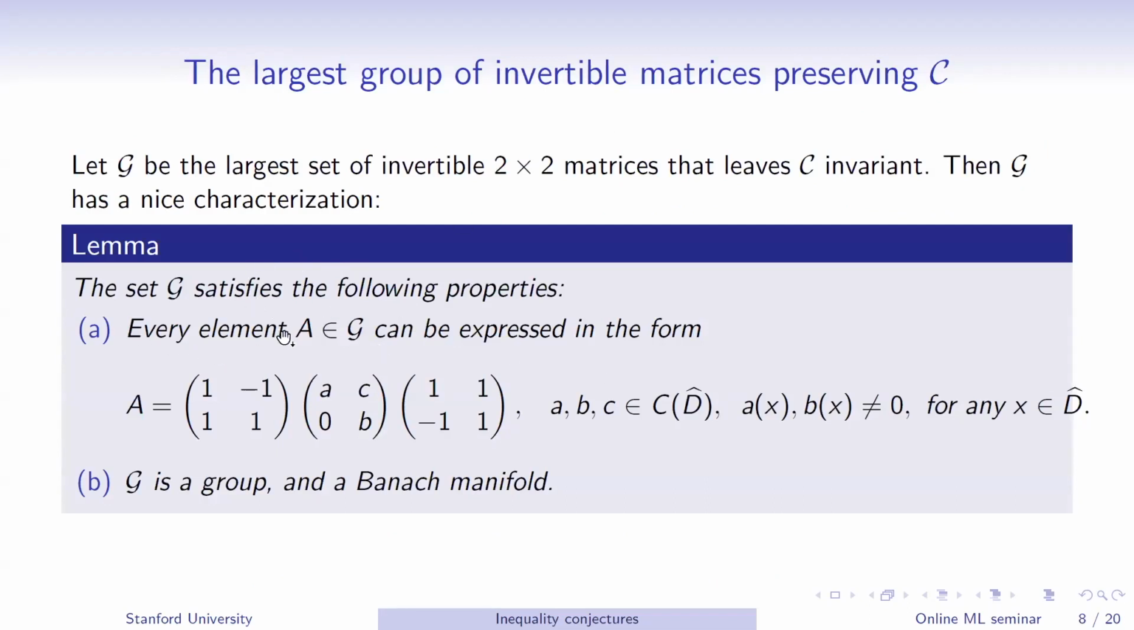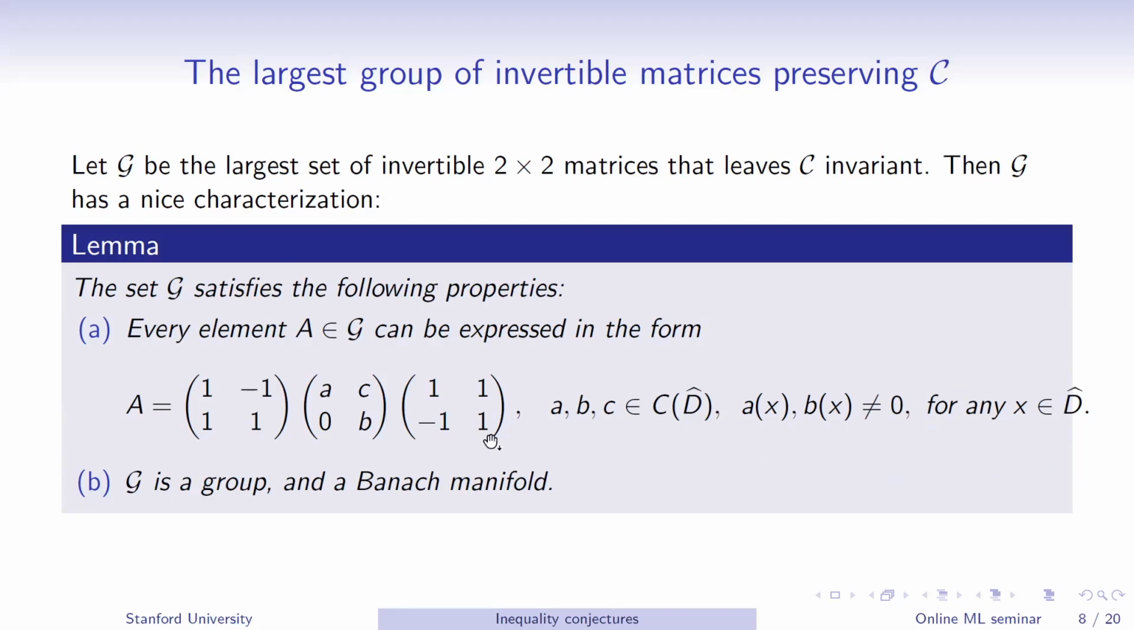Every element A, again these are 2 by 2 invertible matrices that leave C invariant, but now the matrix entries depend on the point X, can be expressed in this form, and you have this nice characterization. A, B, C are going to be continuous functions, but there is a constraint. There is no constraint on C. C can be an arbitrary continuous function, but A(X) and B(X) need to satisfy some constraint. The condition is that none of these functions should be 0 for any X in your D hat. This is the key constraint that you must enforce.